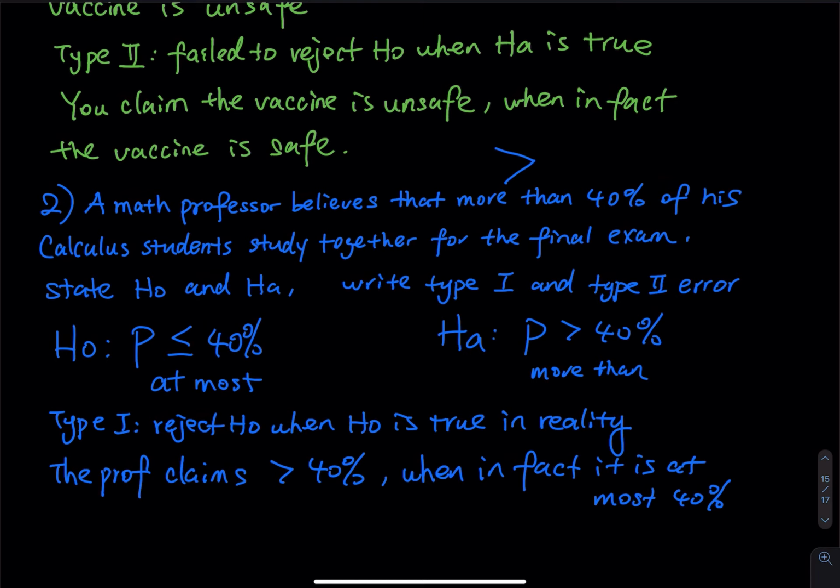And then the next part is when H0 is true. So H0 is less than or equal to. That's why I said when in fact. In fact means in reality. You can say when in reality, it is at most 40%. That's okay as well. So that's the type 1. And then what about type 2?